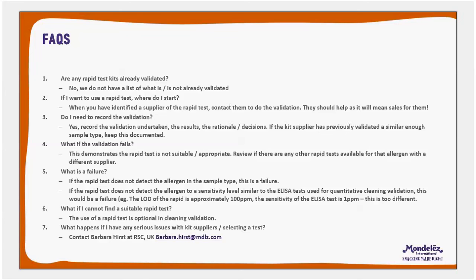Question 6. What if I cannot find a suitable rapid test? Please remember that the use of rapid tests is only optional in cleaning validation. They do not have to be used, and in fact, they really should only be used if there is a good justification to use them. Question 7. What happens if I have any serious issues with either kit suppliers or selecting a test? You can drop me a mail or an IM and I will try and help you, based here at the Reading Science Centre in the UK.